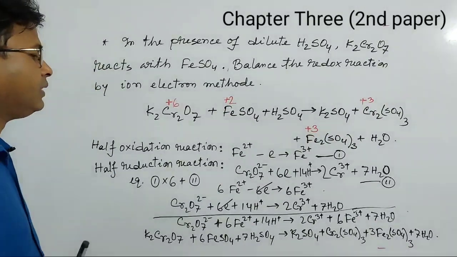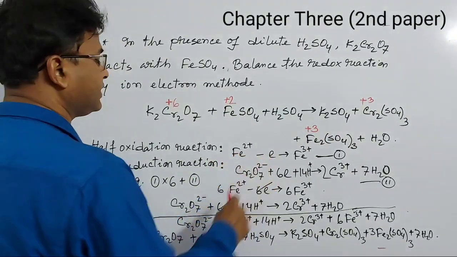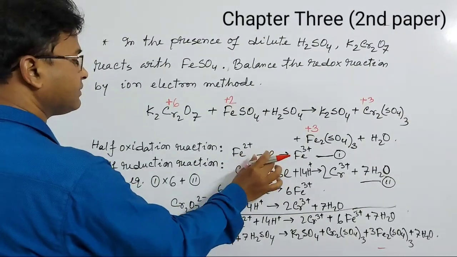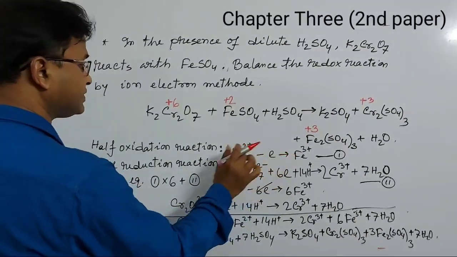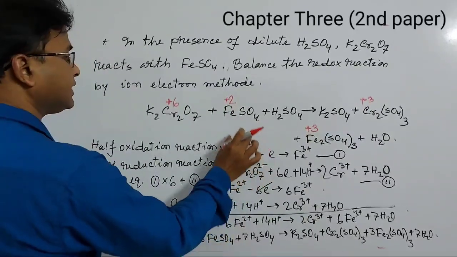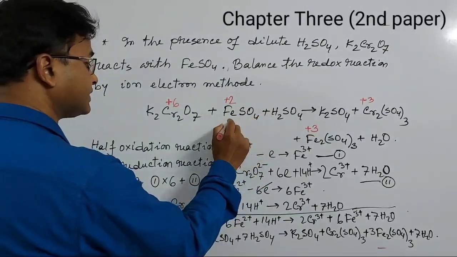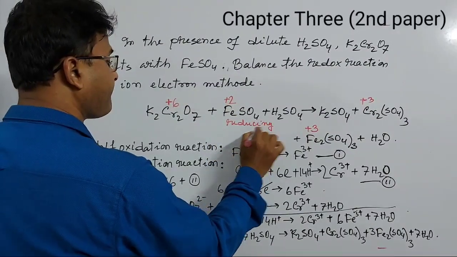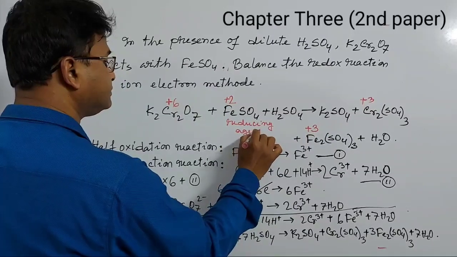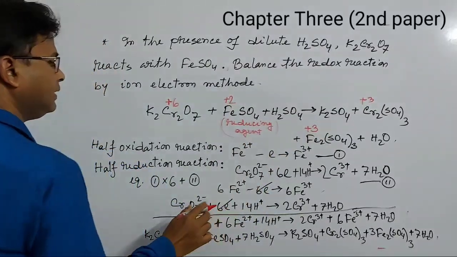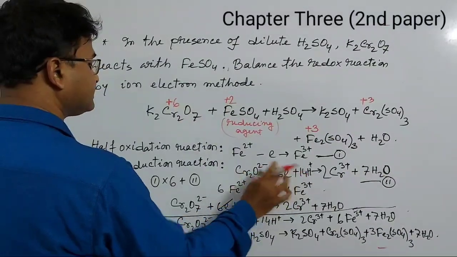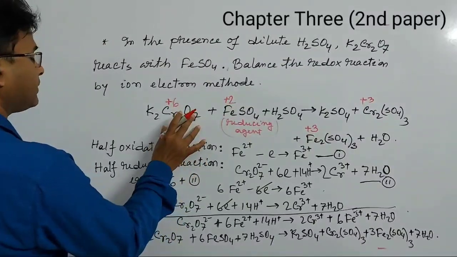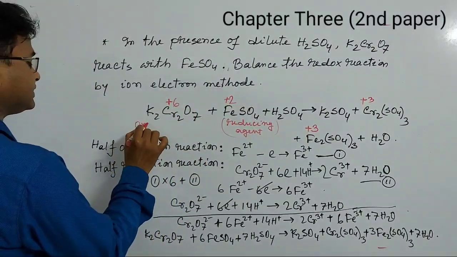Students, if you observe these half reactions, you will see that ferrous ion releases electrons. It means ferrous ion is a reducing agent. You can say ferrous sulfate is also a reducing agent. And again, dichromate ion accepts electron. So, dear students, you can say potassium dichromate is an oxidizing agent.